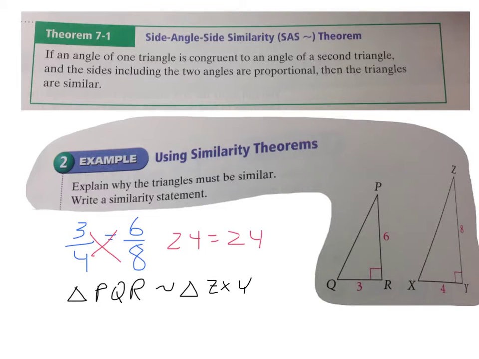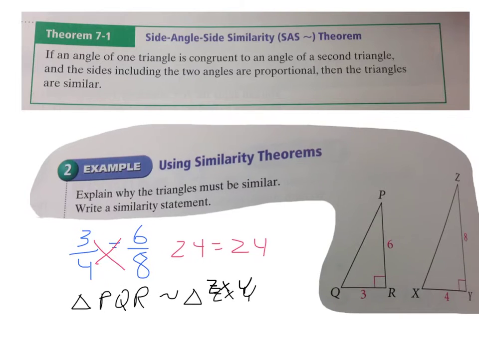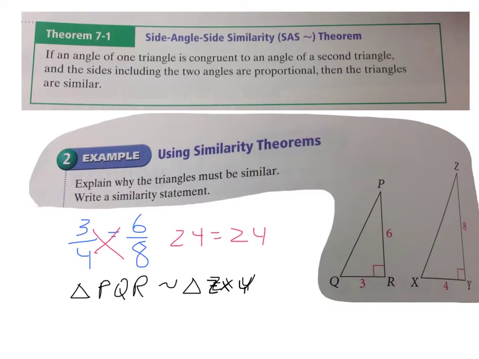So the triangles are similar because they've got a pair of angles that are congruent and the corresponding sides are proportional. And the similarity ratio for these two triangles would be 3 to 4.